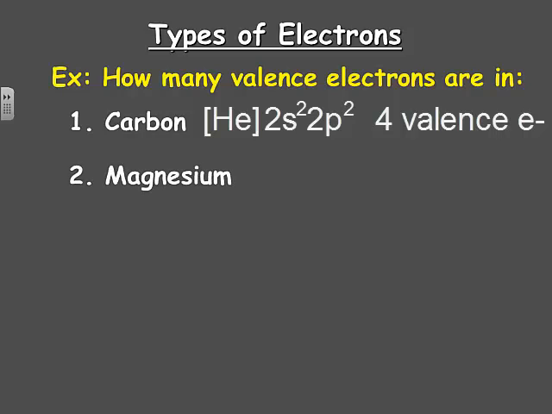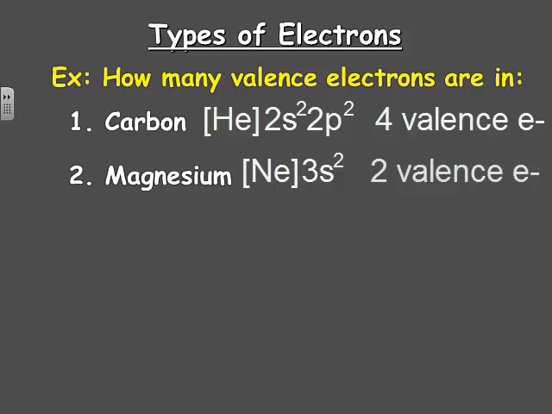Magnesium has 12 electrons overall, but those aren't all valence electrons. We have an inner core from neon, followed by 3s2. So at the highest energy level, the third energy level, it has 2 valence electrons at that s sublevel. So it has 2 valence electrons overall.